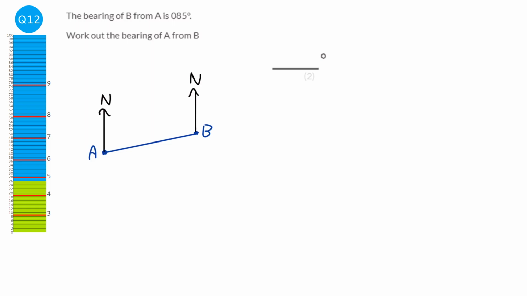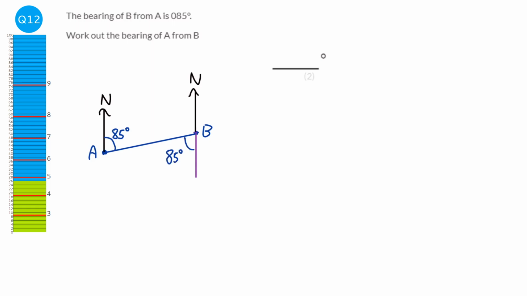And so we know that this angle here is 85 because it's the angle on the bearing of B from A, so it's 85 degrees. So now it says work out the bearing of A from B. So the first thing we can do is actually just draw a line going down here. And we know that this angle here will also be 85 degrees.